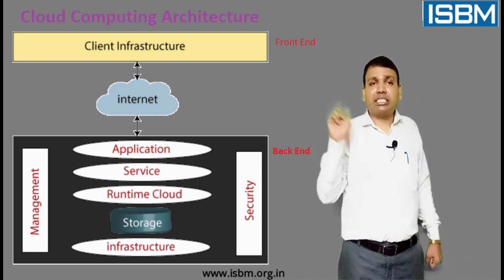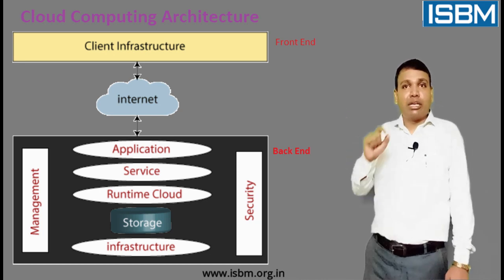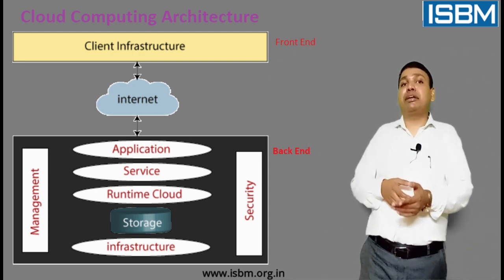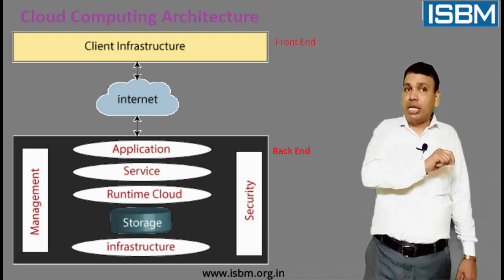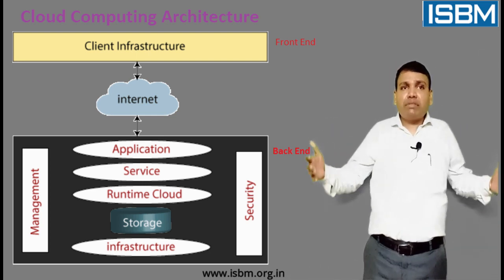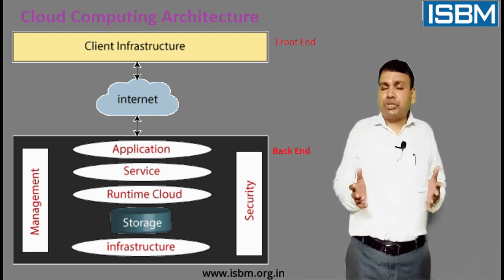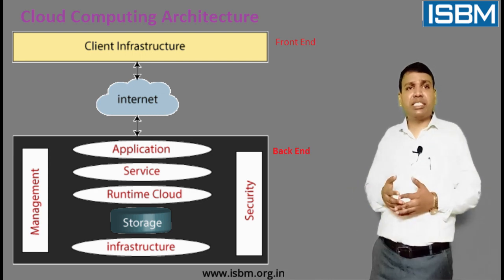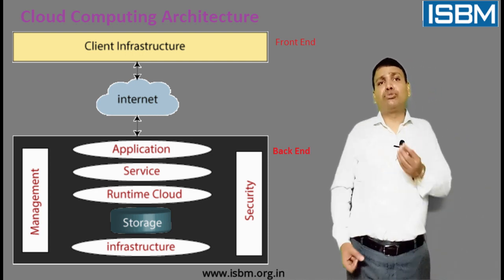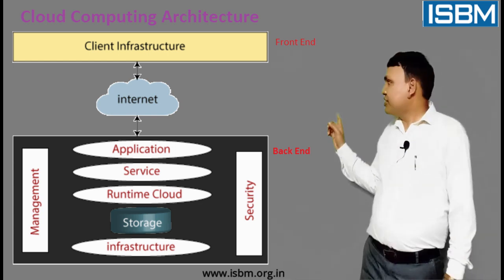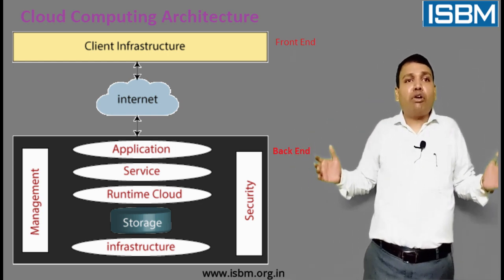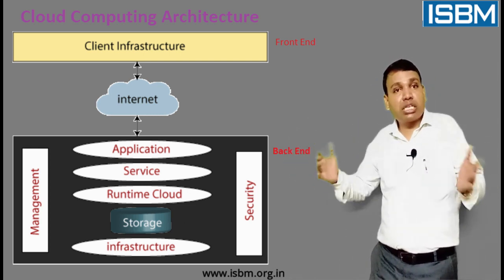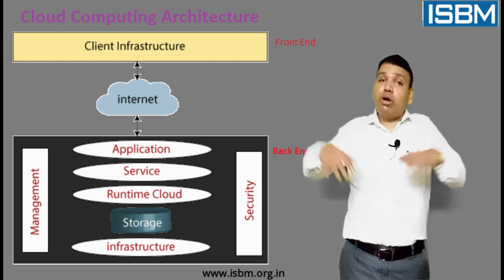This is called services. Here is the runtime cloud. Runtime cloud provides the execution and runtime environment to the virtual machine. Storage is one of the most important components of cloud computing. It provides a huge amount of storage capacity in the cloud to store and manage data. Infrastructure always provides the service on the host level, application level and network level.